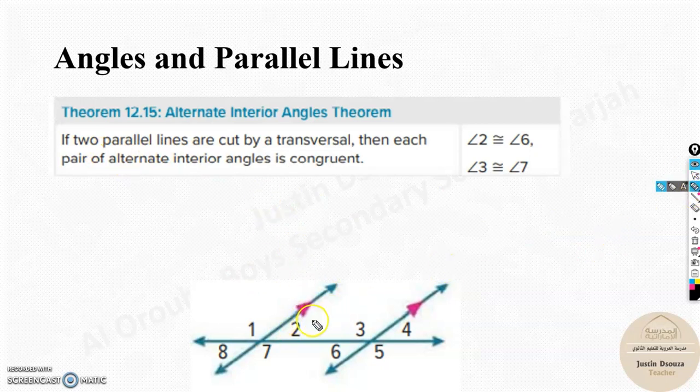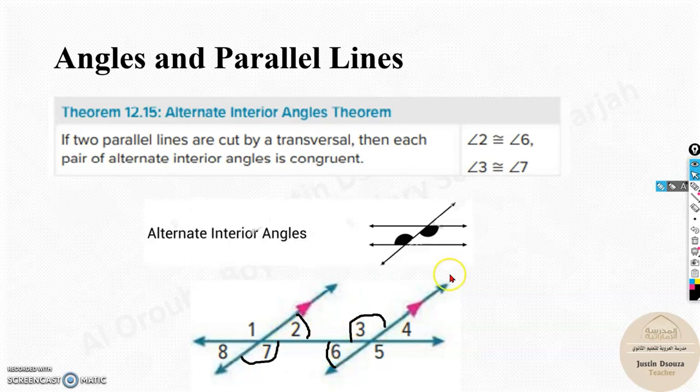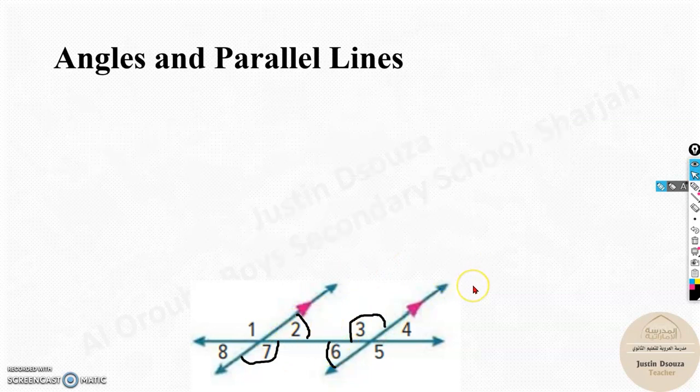We know interior are the inside angles. So now with these two lines, inside are all the angles over here, this and this. The four angles are interior. So if we consider 2, 6 is interior, 2 and 6. Now alternate means opposite. So 7 and 3 over here, alternate interior. So now 7 and 3 are congruent, 2 and 6 are congruent. So this is about alternate interior angles.